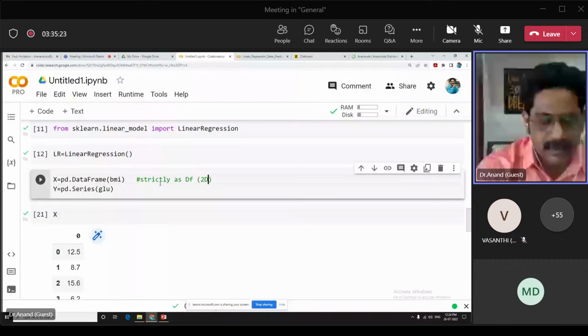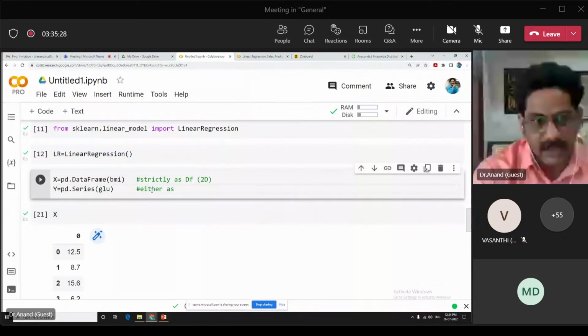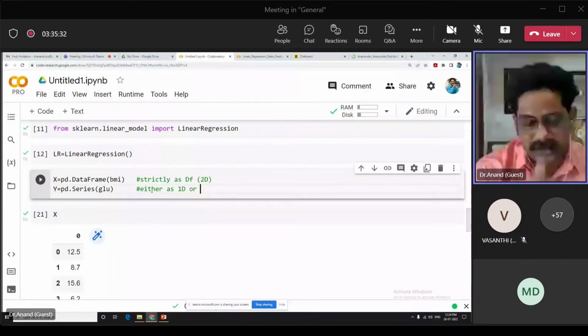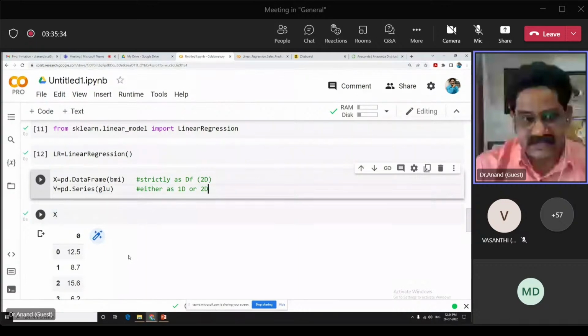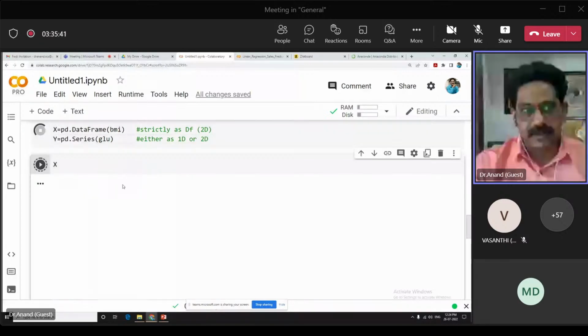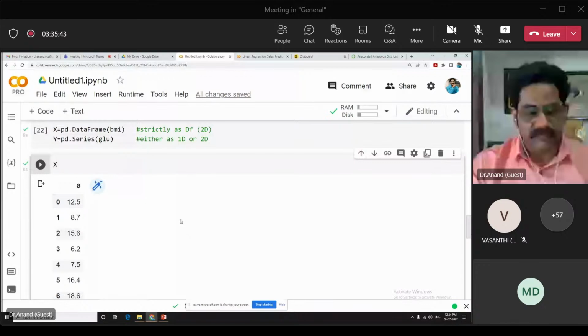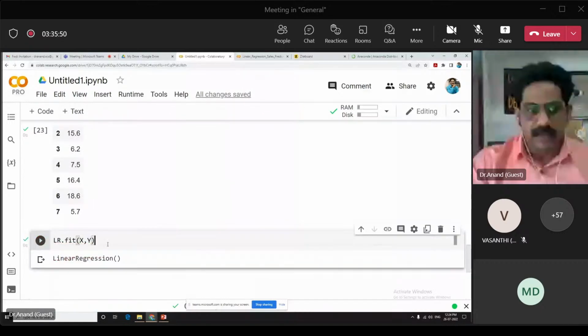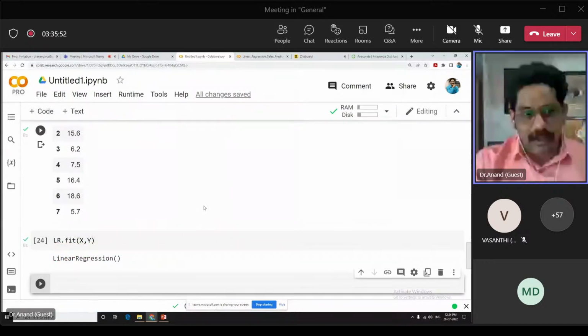y can be defined either as 1D or 2D. Actually, 2D in the sense what? Single column data frame. That is the meaning of it. See, once I convert it to a data frame, it is considered a single column data frame. So x is defined like this. Now it successfully ran.